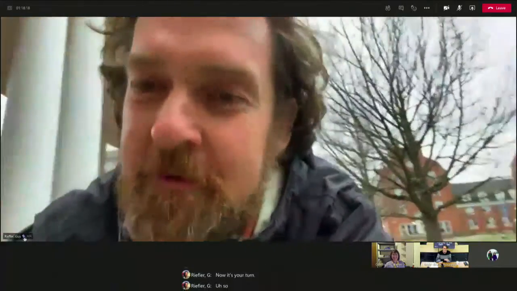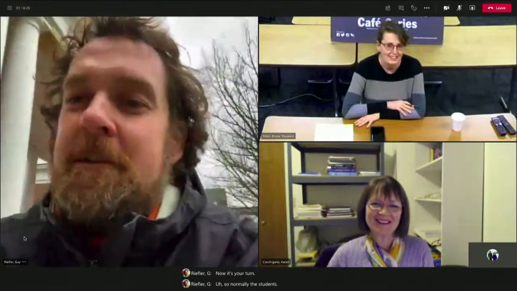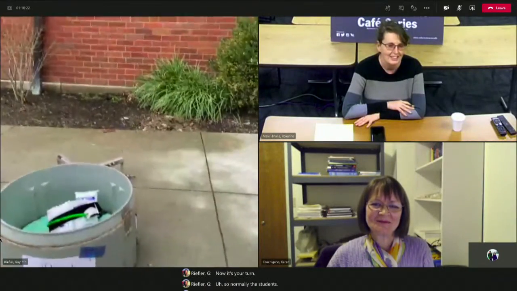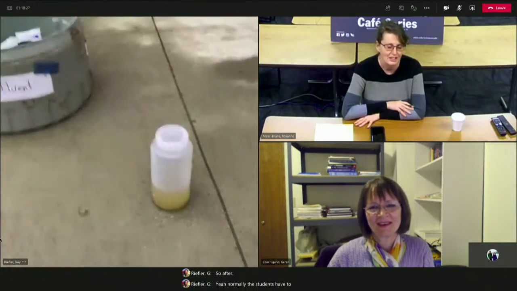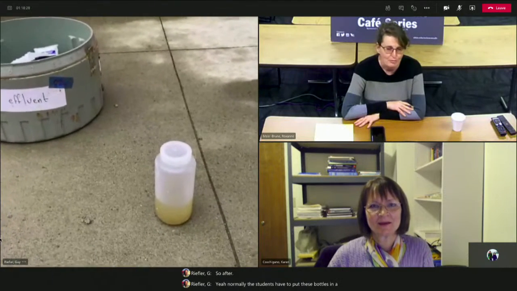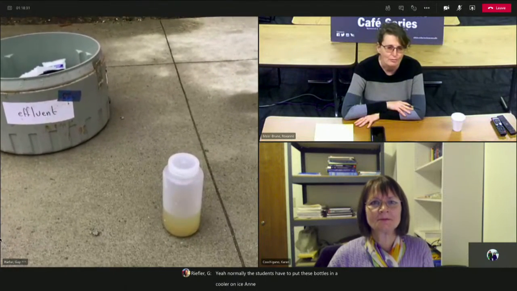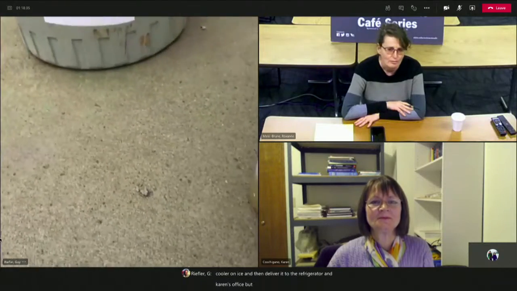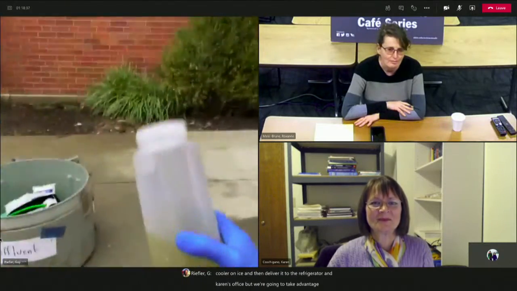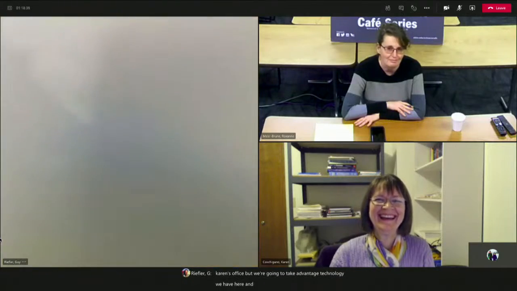Normally the students have to put these bottles in a cooler on ice and then deliver it to the refrigerator in Karen's office. But we're going to take advantage of the technology we have here.